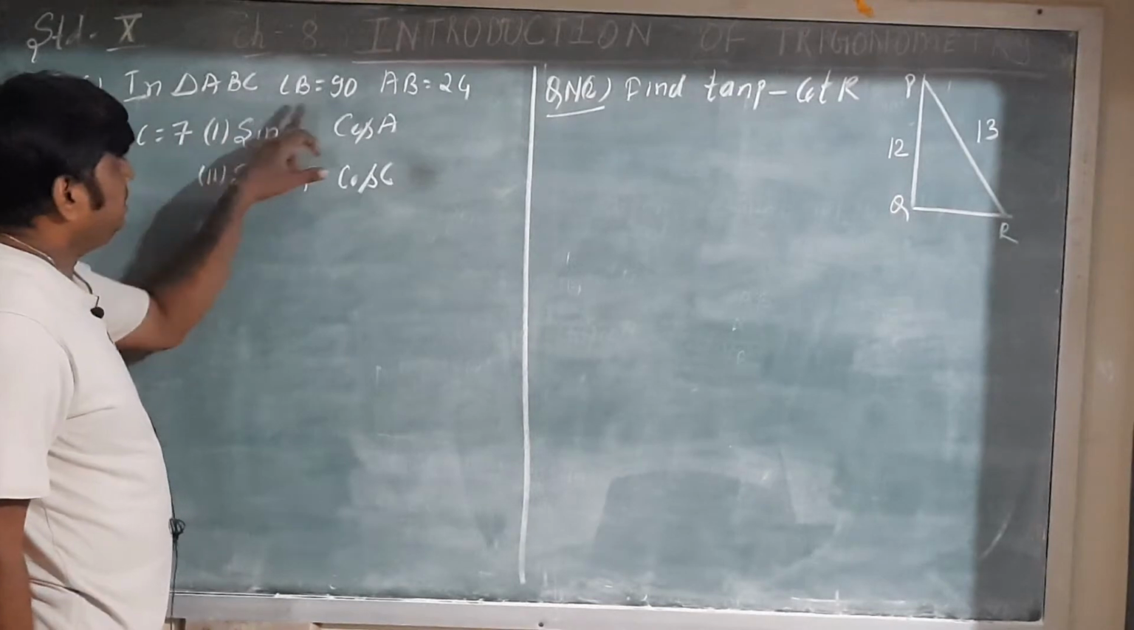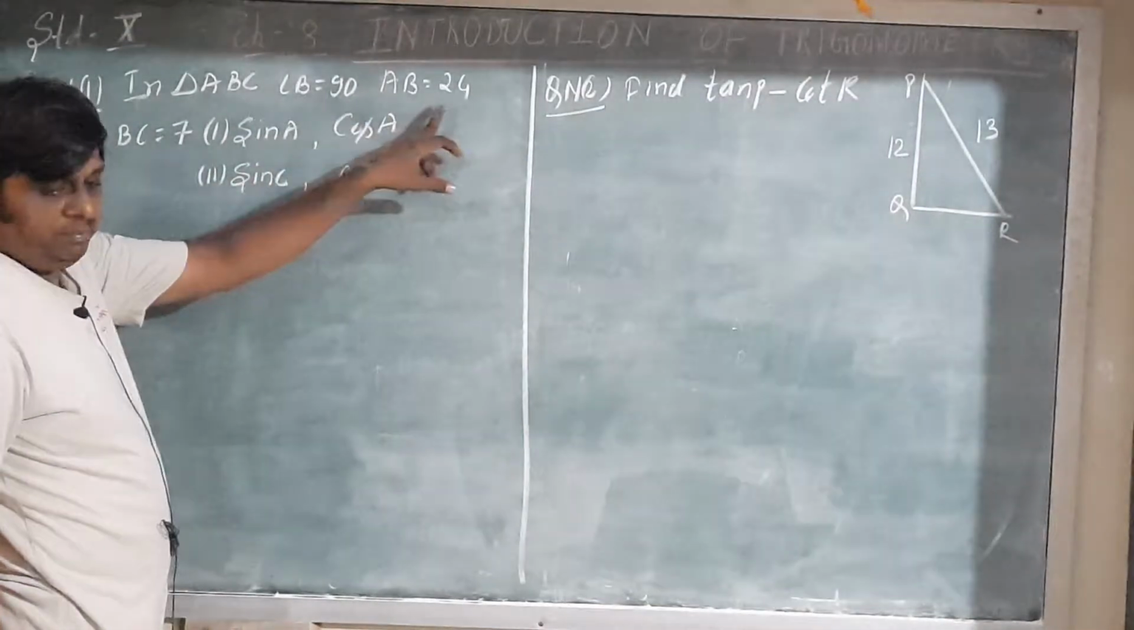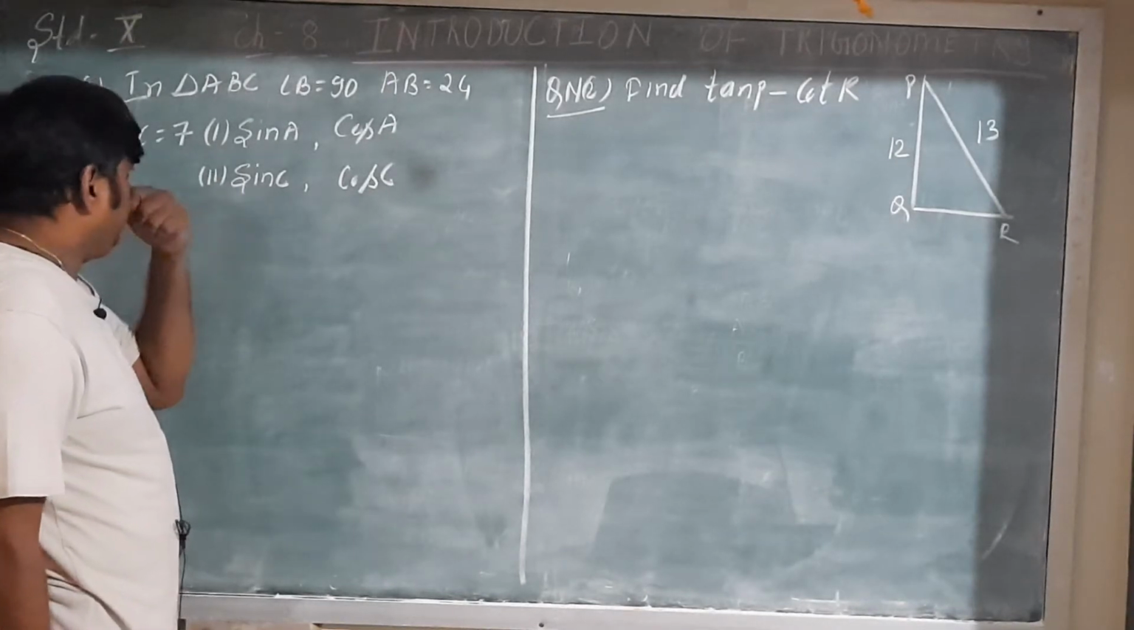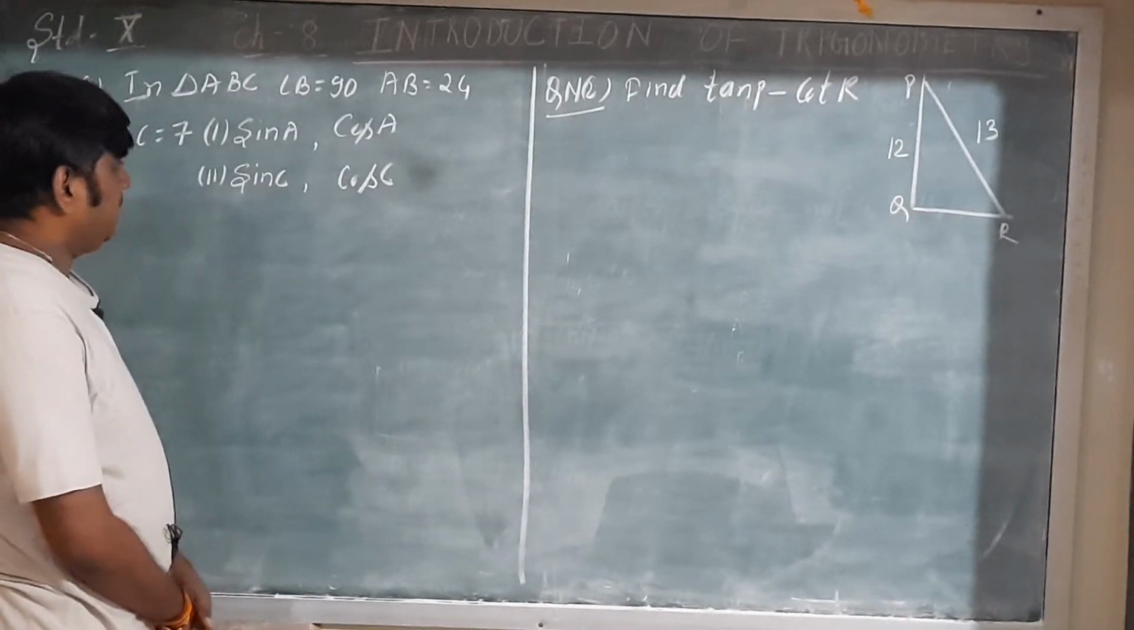In triangle ABC, B is 90 degrees, a right angle triangle, AB equals 24, BC is given as 7. Find the value of sin A, cos A, sin C, cos C.